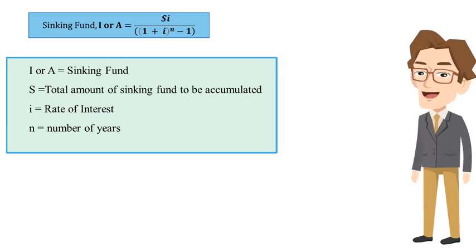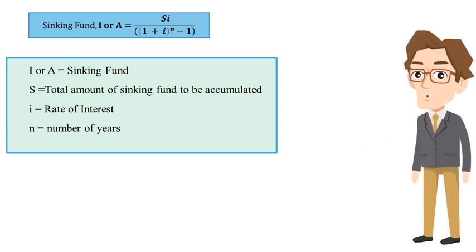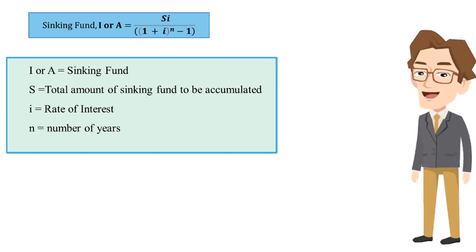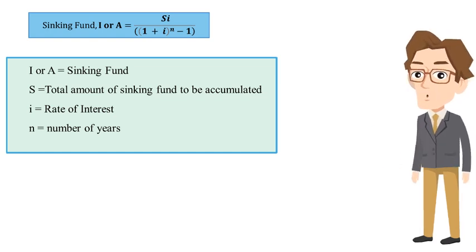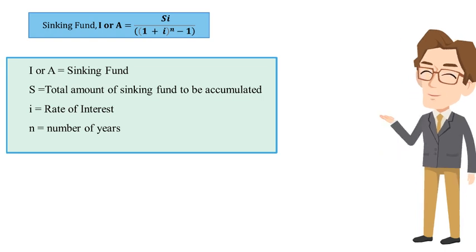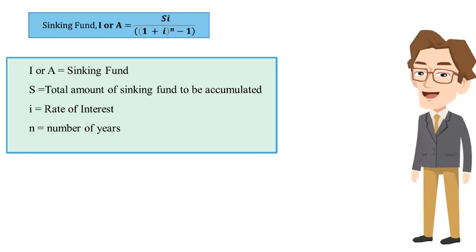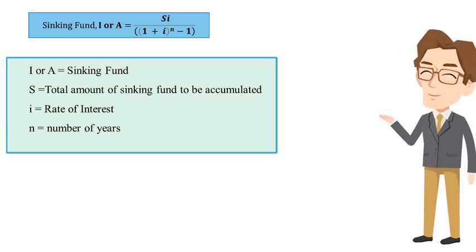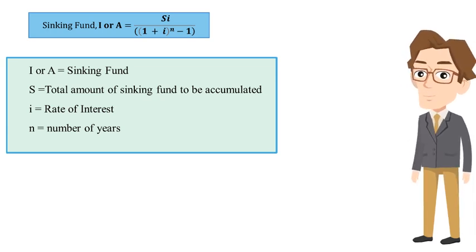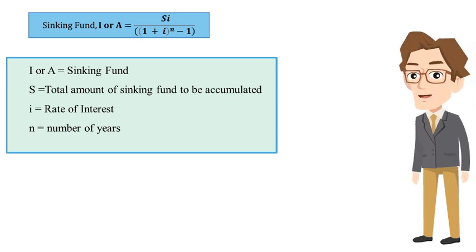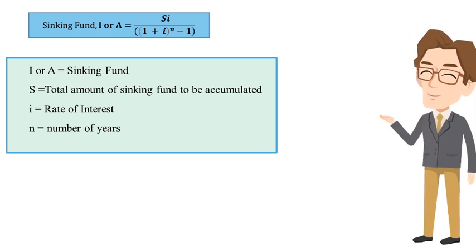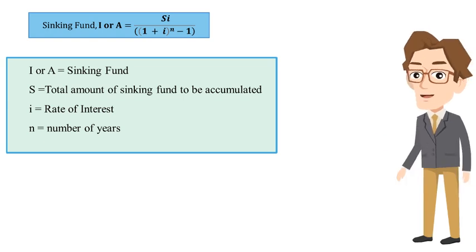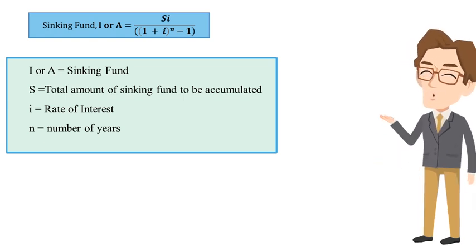i is the rate of interest. This is the interest rate per period for the sinking fund. n is the number of years. This is the total number of periods for which the money is invested or borrowed. So, this formula helps us calculate how much we need to set aside each period to reach our desired total, given a certain interest rate and number of periods.